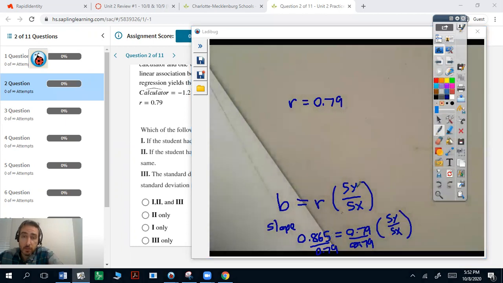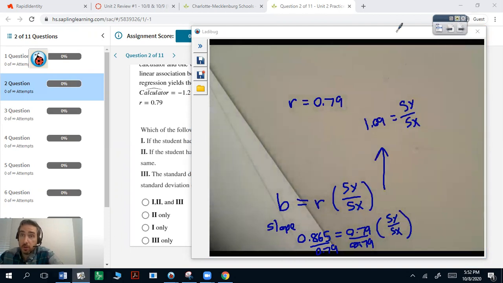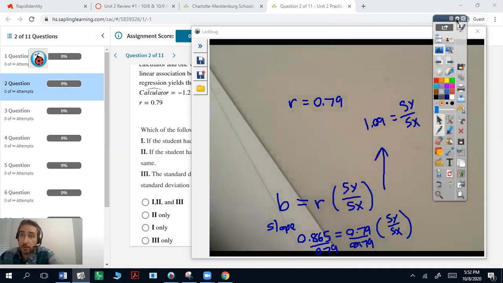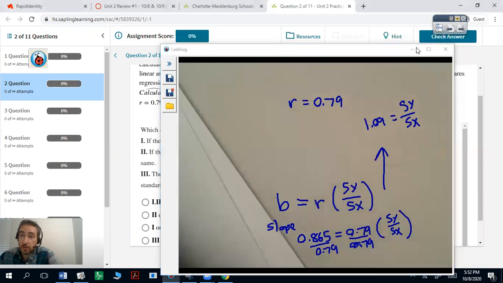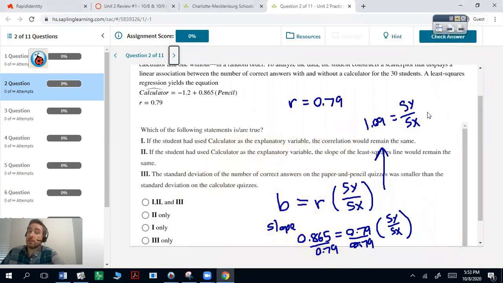If I know that this is 1.09, then 1.09 is what the standard deviation of y divided by the standard deviation of x is. Now that's only going to happen if the standard deviation of x is smaller than the standard deviation of y. If it was larger, it would be a number less than 1. So the standard deviation of the correct number of answers on the paper and pencil quizzes was smaller than the standard deviation of the calculator quizzes.